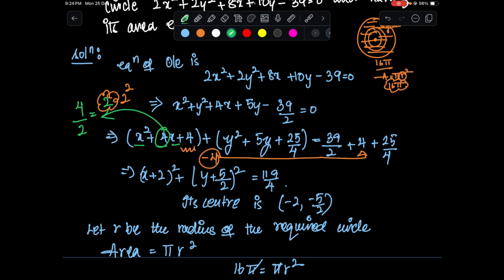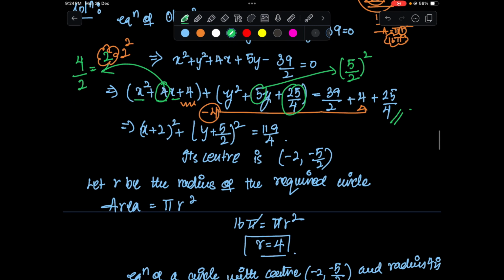Similarly, over here you have 5. So, this you will divide by 2. Whatever you get, you are supposed to add and subtract. So, here I have added, and when I subtract the same term, they have taken it to the other side over here. I hope it is clear.